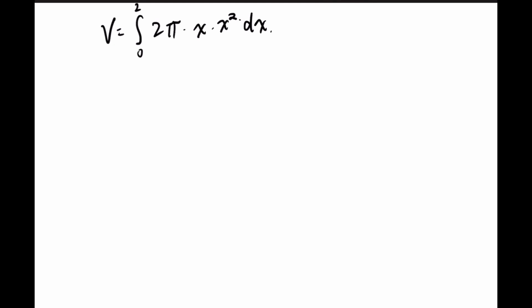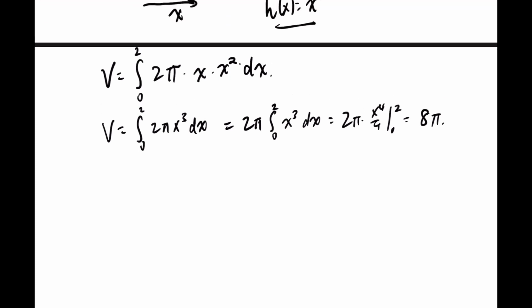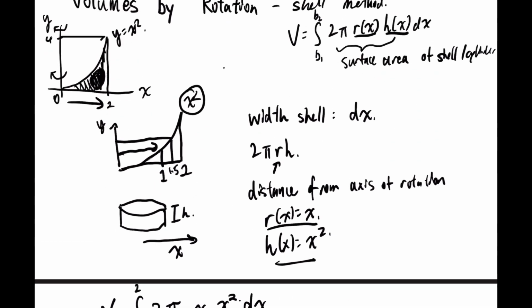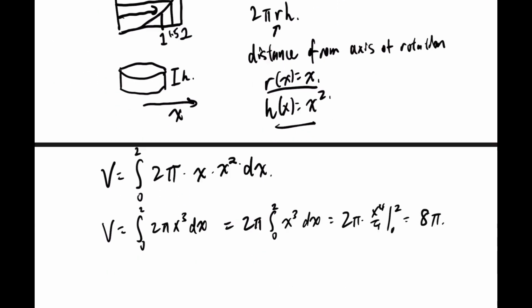So V is equal to the integral from 0 to 2 of 2π x cubed dx. We can just use the reverse power rule and take the constants out, so you get 2π times the integral from 0 to 2 of x cubed dx, which is equal to 2π times x to the 4th over 4, evaluated from 0 to 2, which is 8π. So that's the volume of the shape if we were to rotate this region about the y-axis.